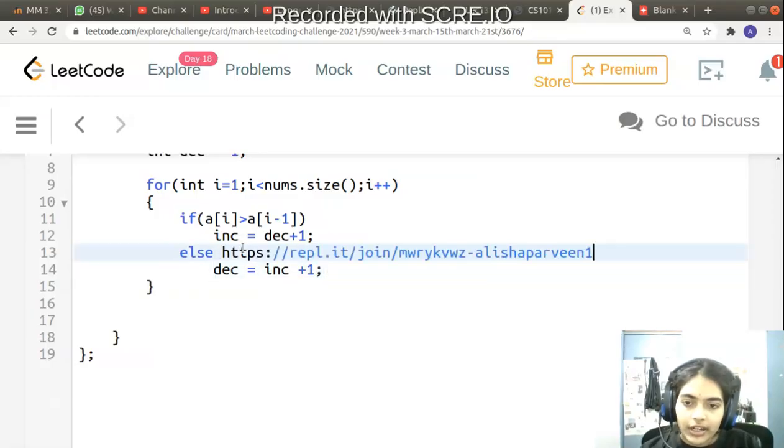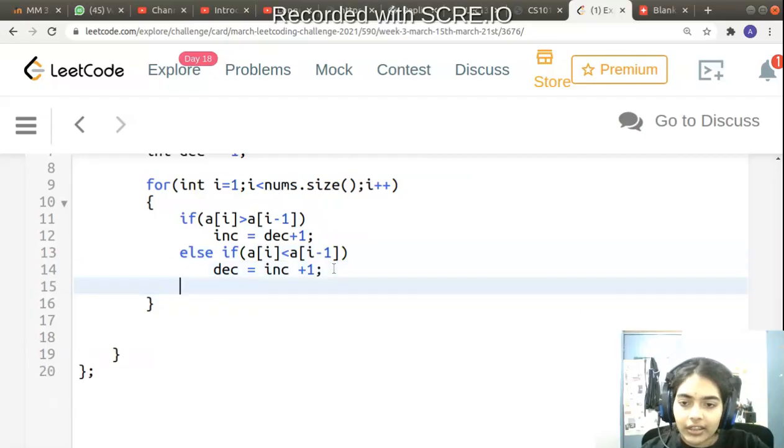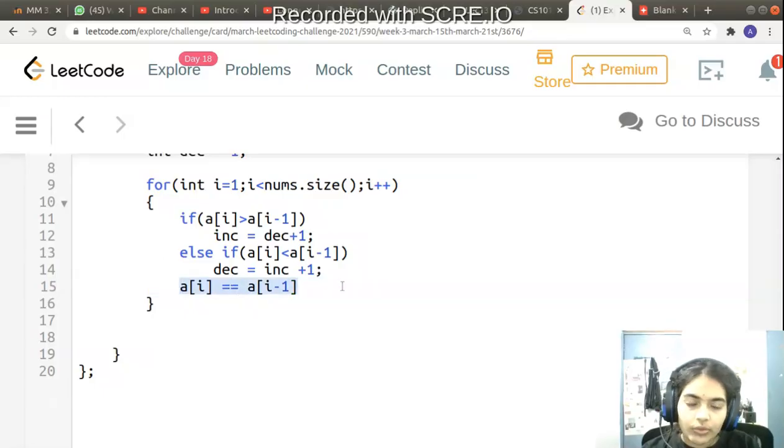But this is needed, so let me write this again. A of i is less than a of i minus 1. Why is this needed? Because you can have a case when a of i is equal to a of i minus 1. If a of i is equal to a of i minus 1, then you should not do anything. You should let the increasing and decreasing variables remain as such. Hence, instead of simply giving else, I had to give this condition.